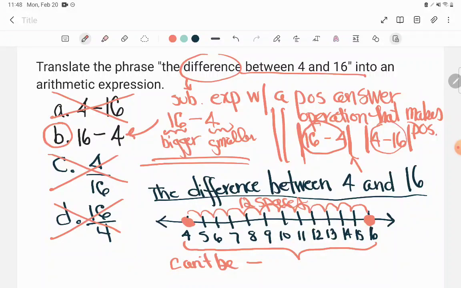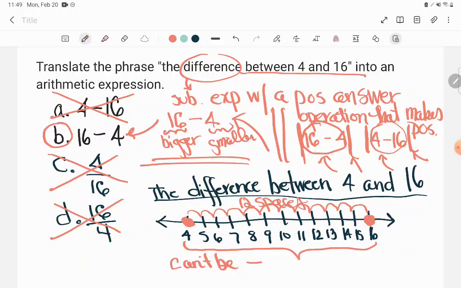A subtraction expression, so subtract and make your answer positive. And now I see a lot of different ways to write the same thing. If someone asked me to translate the phrase, the difference between 4 and 16, into an arithmetic expression, there's 3 different ways to write it. 1, 2, 3. And you might say, well, Kate, which one's the right way? And I say, yes. They're all the right way.